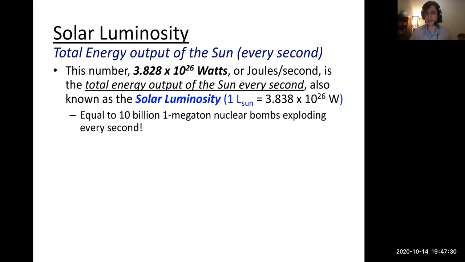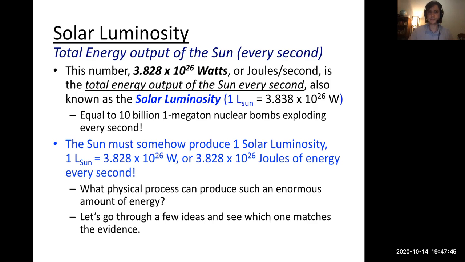Megaton, 1 megaton nuclear bombs, 10 billion of them exploding every second. The sun is a star and is producing a ridiculous amount of energy. How? How can you produce that much energy? That is an absurdly large amount of energy. What possible physical process out there can produce this amount of energy?